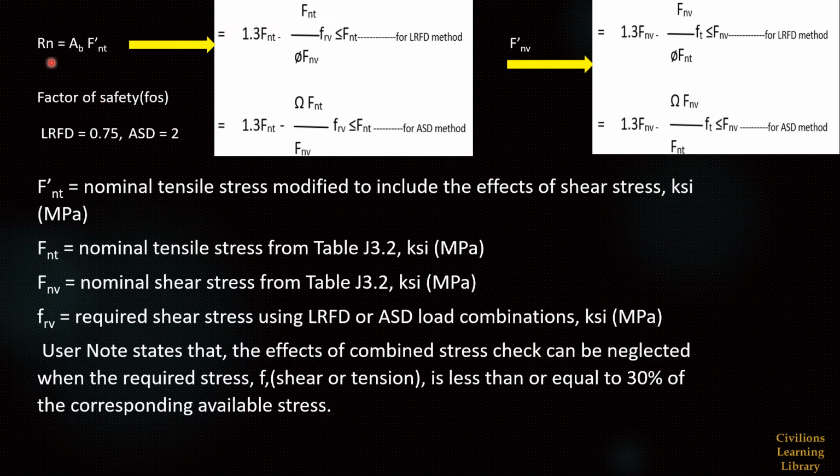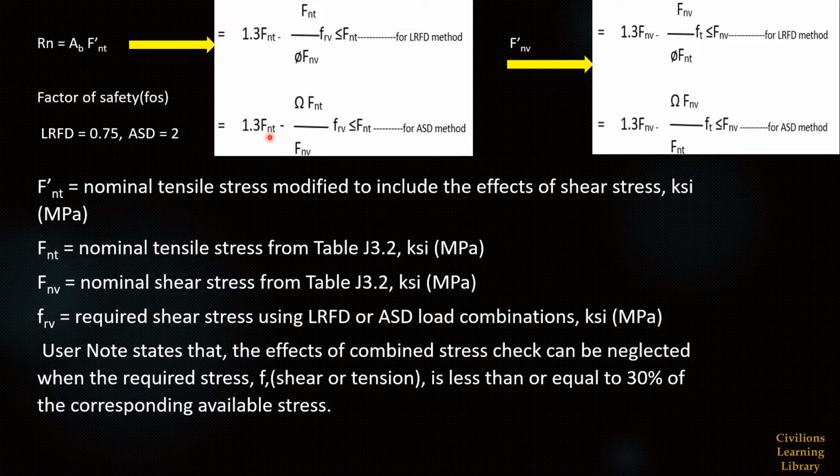There is another formula available in the code for calculating the bolt combined tension and shear check. Rn is equal to AB into F'nt. Here F'nt is nothing but the nominal tensile stress modified to include the effect of shear stress. So here we are including the shear stress effect and we are reducing the nominal tensile stress value for calculating the bolt capacity. So this is the formula to calculate F'nt: 1.3 Fnt minus Fnt by Fnv into Frv, which should be less than or equal to Fnt. This is for the LRFD method.